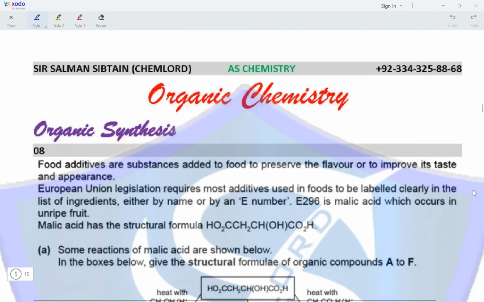Question 8. Food additives are substances added to food to preserve the flavor or to improve its taste and appearance. European Union legislation requires most additives used in foods to be labeled clearly in the list of ingredients, either by name or by an E number. E296 is malic acid, which occurs in unripe fruit. Malic acid has the structural formula given. So it has two carboxylic acid groups and one alcohol group. Some reactions of malic acid are shown below. In the boxes below, give the structural formulae of organic compounds A to F.